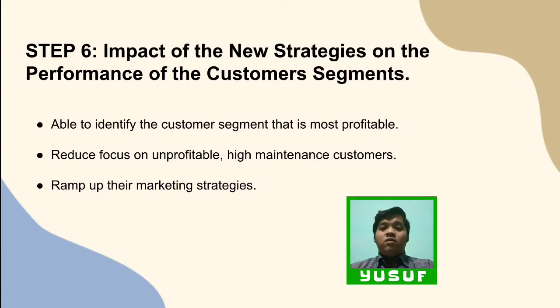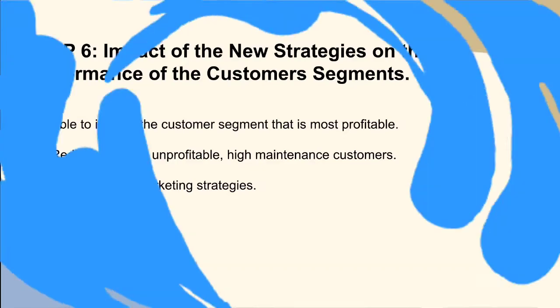This can be seen where the hotel did not make any additional investment in promotion for segment 2 due to high customer costs. Lastly, the hotel is able to ramp up its marketing strategies based on the different customer segments accordingly by focusing on segment 1 and segment 4.